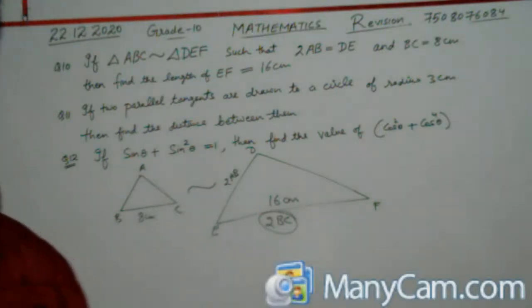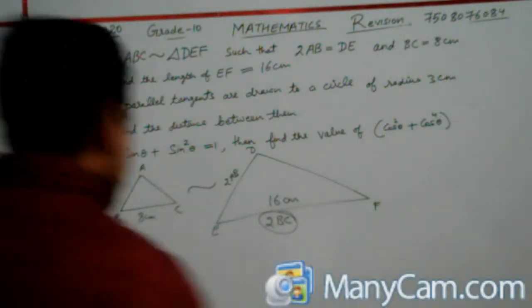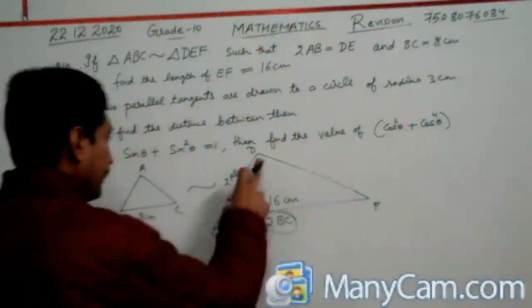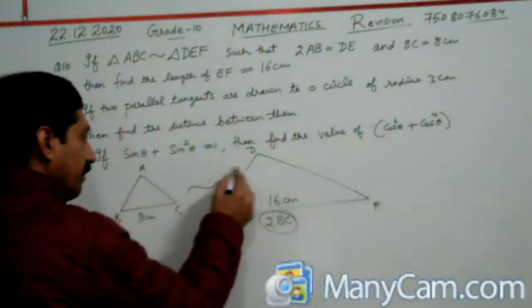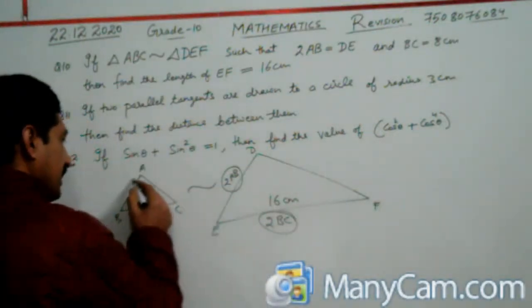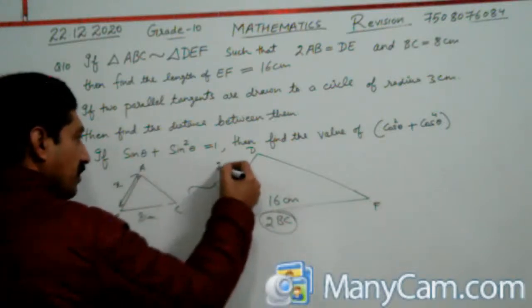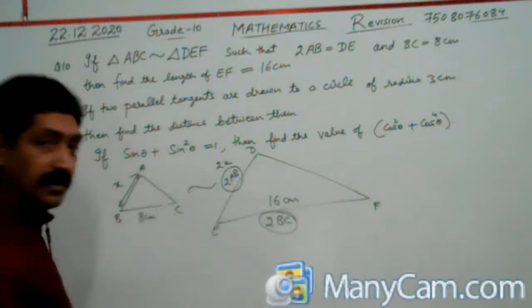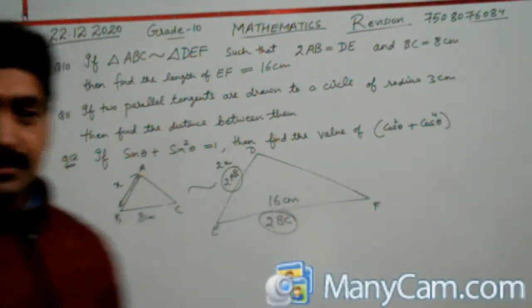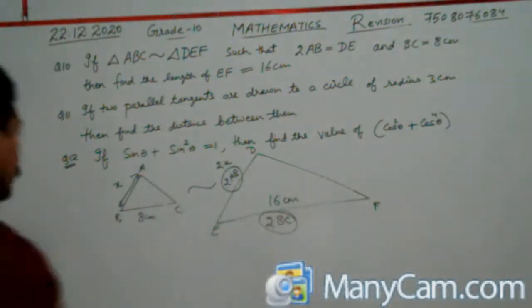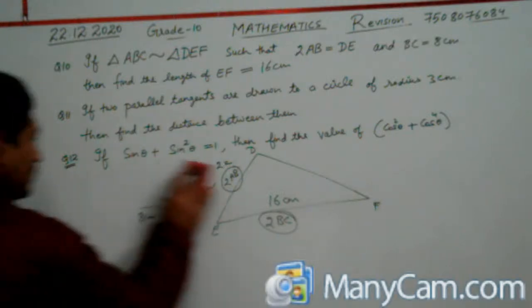So Parul, please check it. If AB is, suppose, x units, this is twice of x. Okay, thank you. Next one.